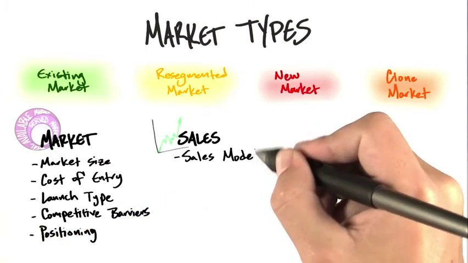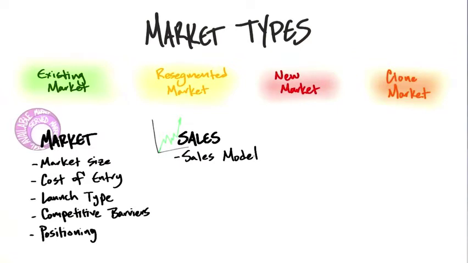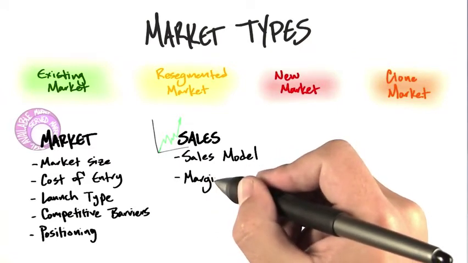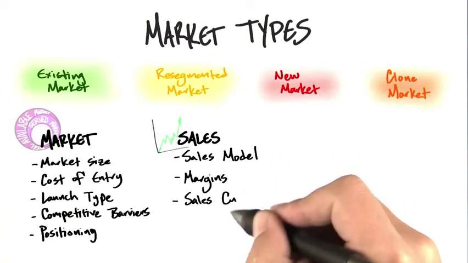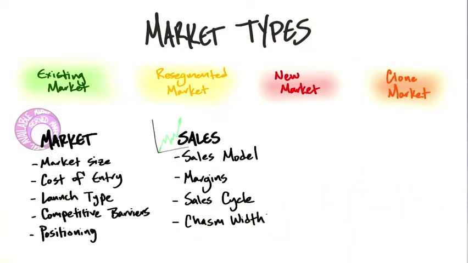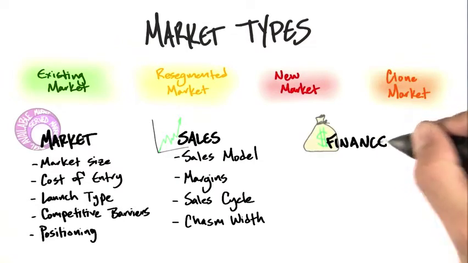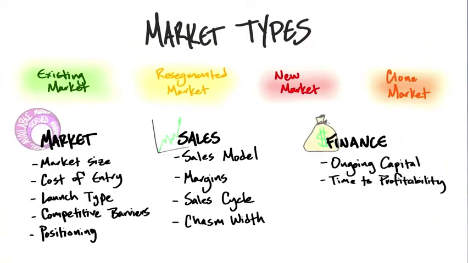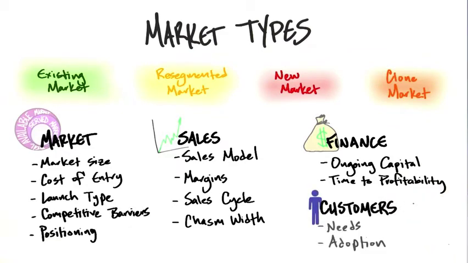It affects your sales model. Are you going to hire direct sales? When do you hire them? What kind of margins you should have or the profit? How long it takes, that is the sales cycle, and something called the chasm width, which we'll take a look at in a second. It also affects how much money you're going to need to raise and how long it takes to get to profitability. And then finally, it affects the types of customers and what their needs are and how long it takes to adopt. So one of the things this looks like is just a checklist of market type seems to affect everything. What the heck can it be? So let's go a little further and define it.